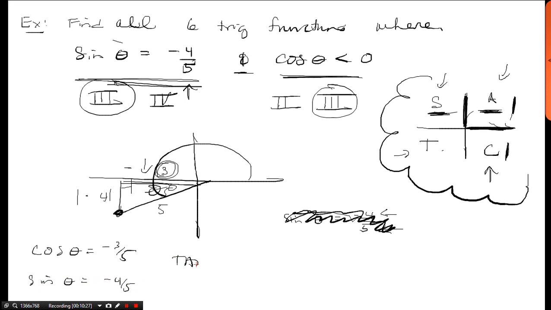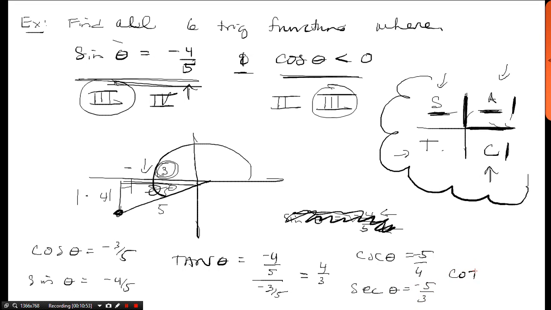The tangent is the ratio of the two, which will end up giving you negative 4 over 5 divided by negative 3 over 5, which is just 4/3. And then you get the reciprocals. So cosecant of theta is negative 5 over 4. Secant of theta, which is the reciprocal of cosine, is negative 5 over 3. And then finally, cotangent, flip the tangent: 3/4. It's really that simple every single time.